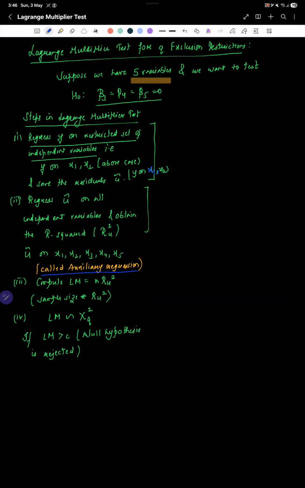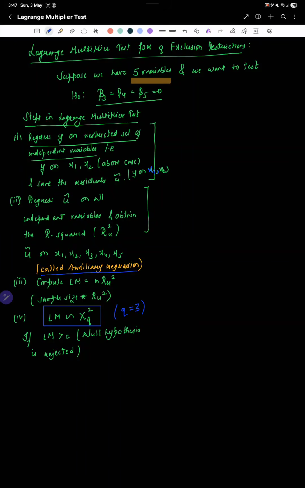The R squared that you have obtained from step 2 should be multiplied with the sample size, and then this test statistic is chi-square distributed with small q number of degrees of freedom. Small q is the number of restrictions. In the above case, small q is equal to 3. So you can finally test whether this is statistically significant or not by checking the table or calculating the p-value.